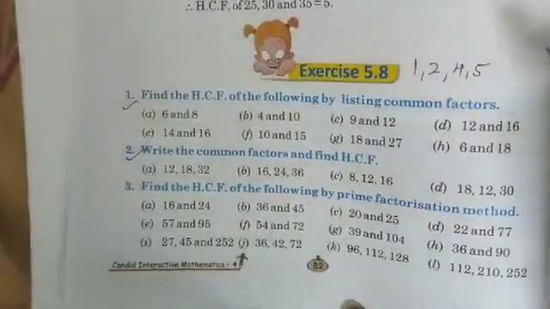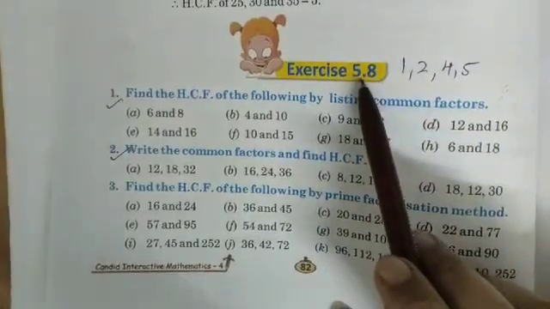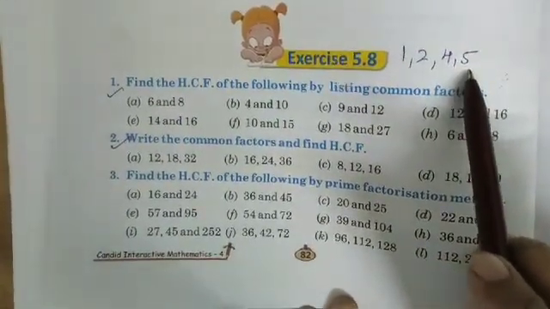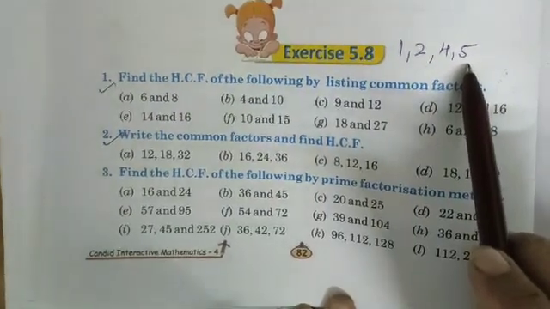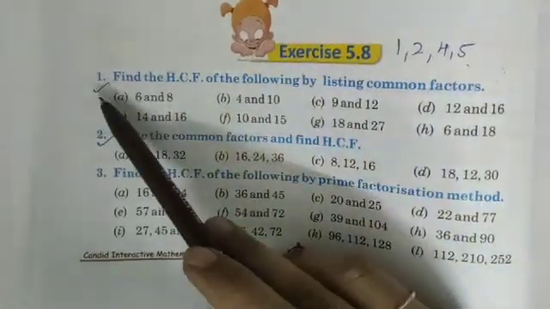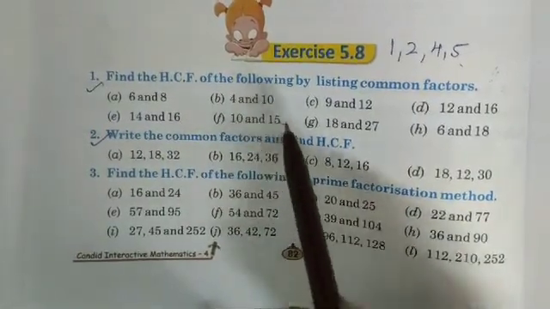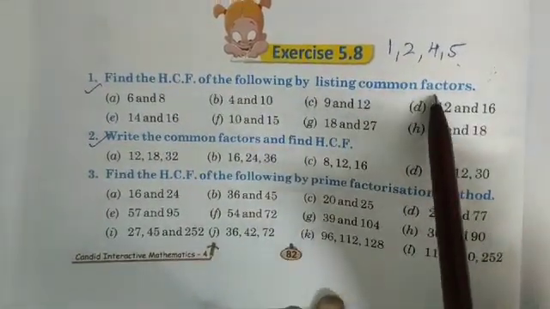Okay students, now we will start with exercise 5.8. Question numbers 1, 2, 4 and 5 are there in our syllabus. Question number 3 is not there in our syllabus. So here question number 1 is: find the HCF of the following by listing common factors.